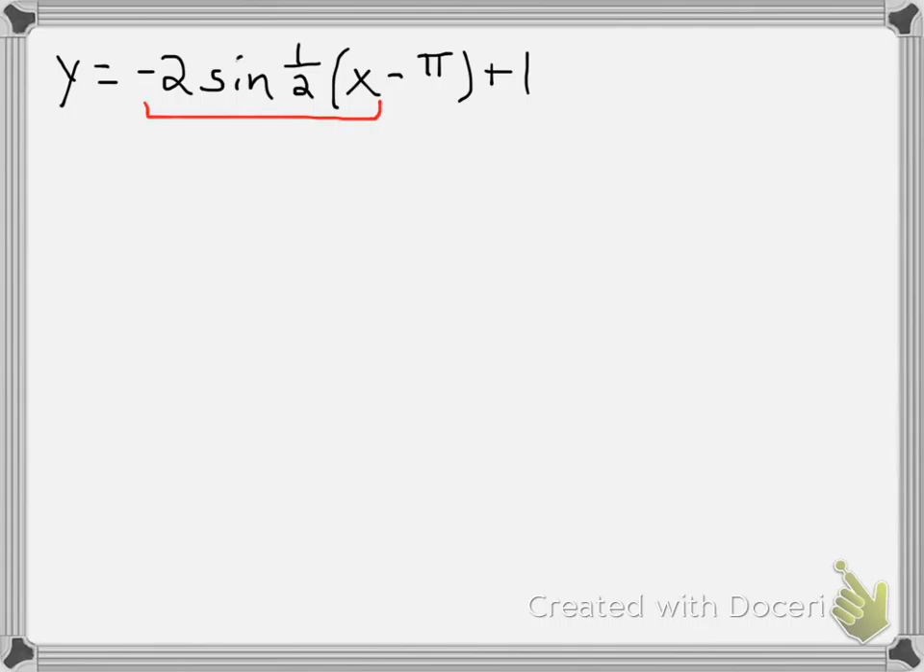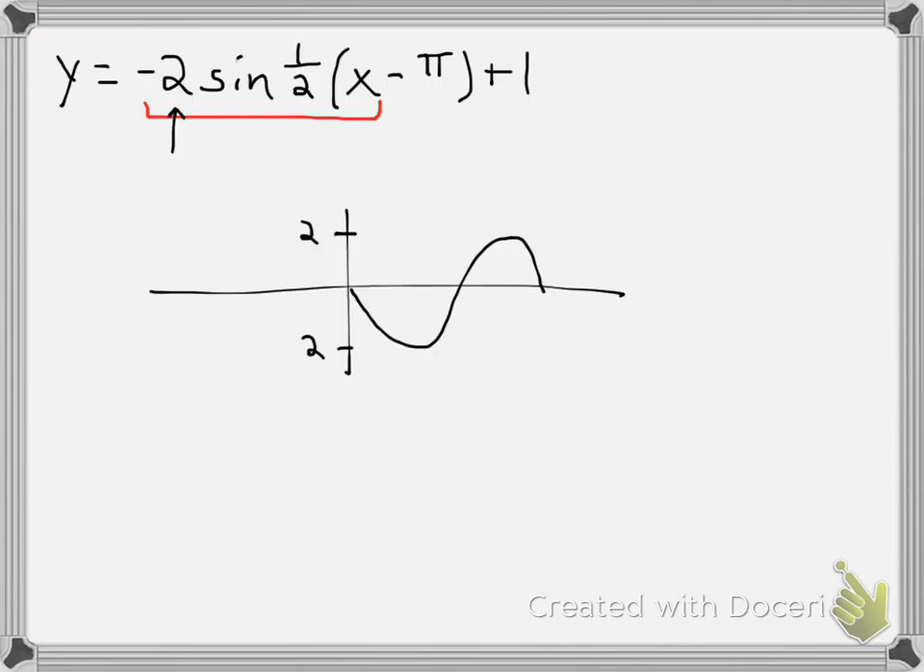And so here we go. It's negative, so I have to flip it. It's a sine graph. Now I need to label it. My amplitude is 2, because my a value is 2. And my b value is 1/2. And so to find my period, I take 2 pi divided by 1/2. Well, that equals 4 pi.